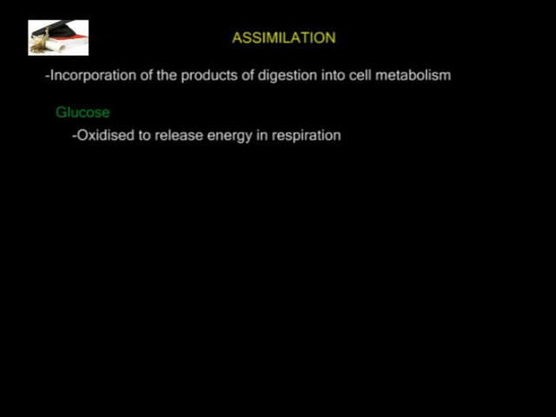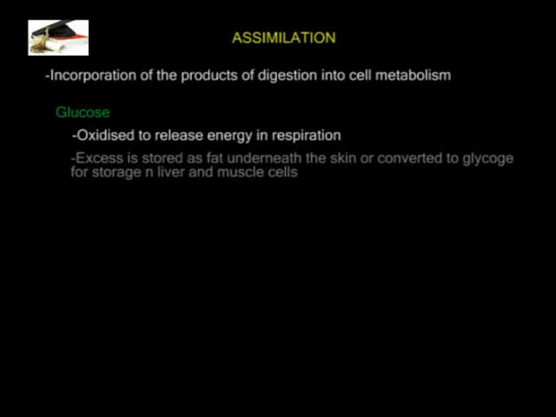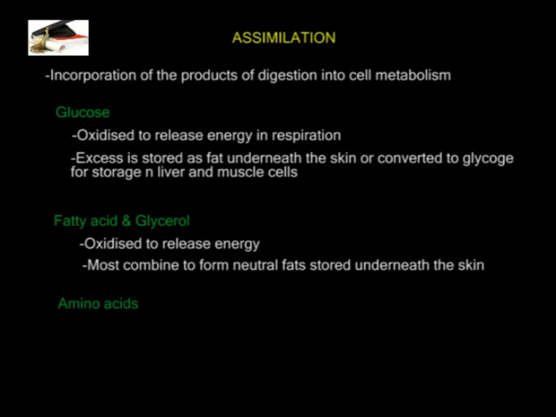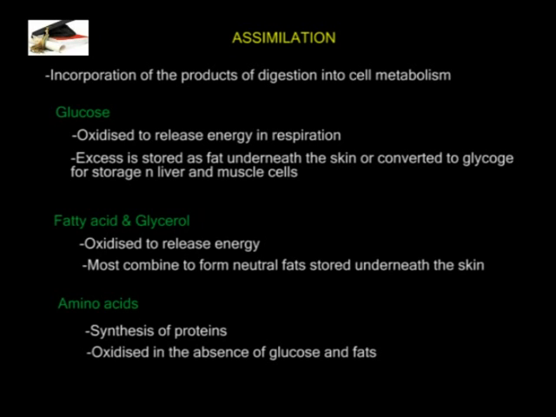Glucose is oxidized to release chemical energy during respiration, and excess of it is stored in the body as fats underneath the skin or in the form of glycogen in liver or muscle cells. Fatty acids and glycerol are also oxidized to release energy, but most of the fatty acids and glycerol combine into neutral fats, which are stored underneath the skin to insulate the body against cold. Amino acids are used in the synthesis of proteins for general body growth and repair of worn-out tissues. Like fats and glucose, they may be used to release energy through oxidation, which occurs in cases of extreme starvation.